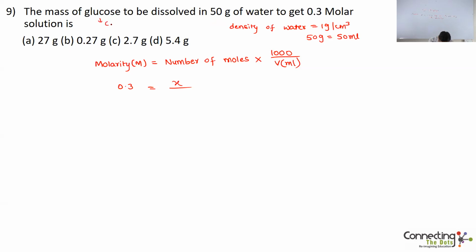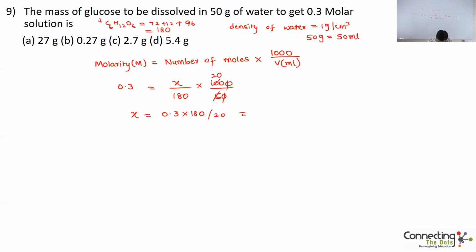Glucose is C6H12O6. So it is 12 times 6 is 72, plus 12, plus 16 times 6 is 96, so it is 180 grams. So from this we can substitute 180 times 1000 by V in ml of water, which is 50. So 5 goes into 1000 twenty times, so it will be 20. So X is equal to 0.3 times 180 divided by 20.